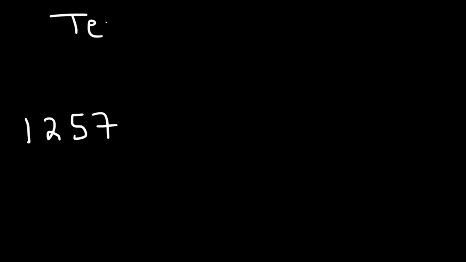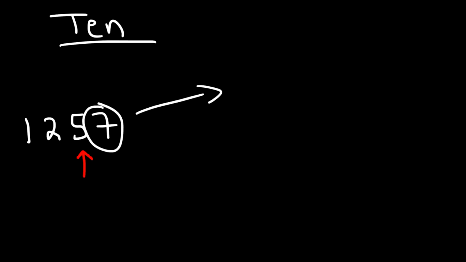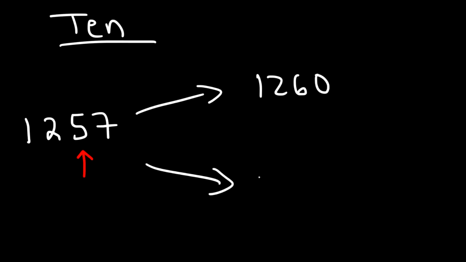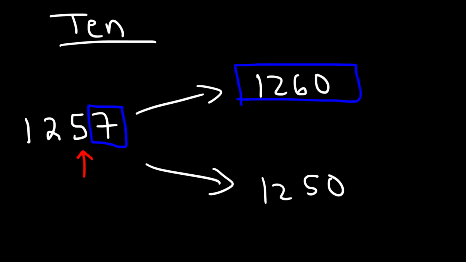So round this number to the nearest 10. So this is the tens place. We're either going to keep it a 5 or a 6. And this we need to make it a 0. So it's either going to be 1260 or it's going to be 1250. So we need to look at the next number. 7 is greater than 5. So this is in the category of 5 or more. So we need to round up to 1260. And so that's how you can round to the nearest 10.